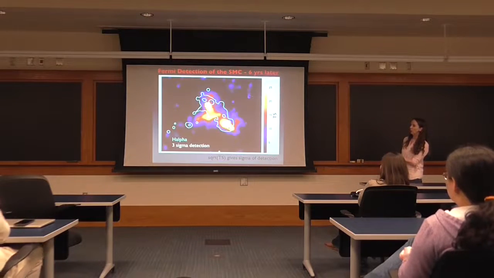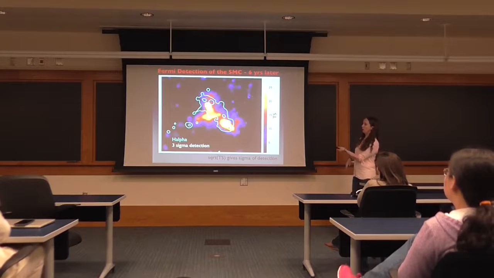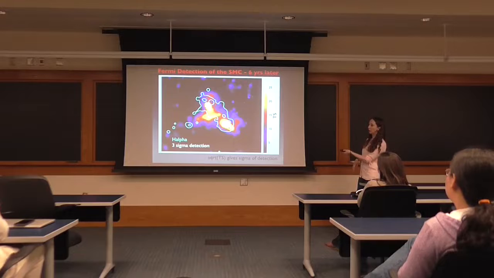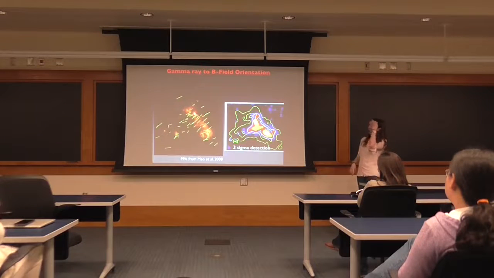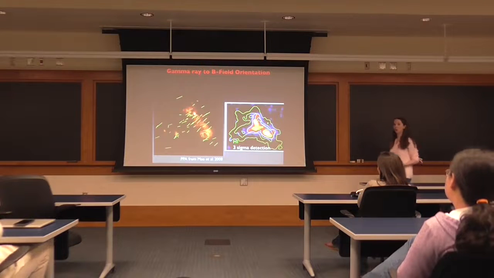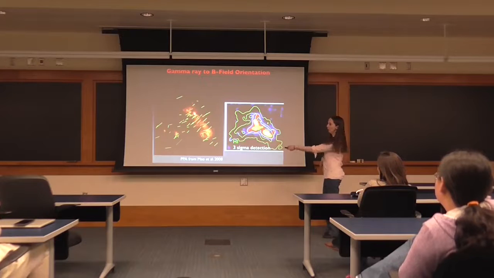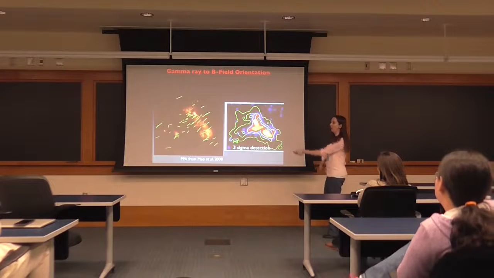We can do similar correlations. This is the gamma ray emission and the H alpha. You can see that it's fairly well traced. It doesn't fully trace, but it's pretty good. In the case of the SMC, this is what the magnetic field orientation is doing. It's very ordered. It's just all along this direction, which is actually pointing toward the LMC, which is over here.